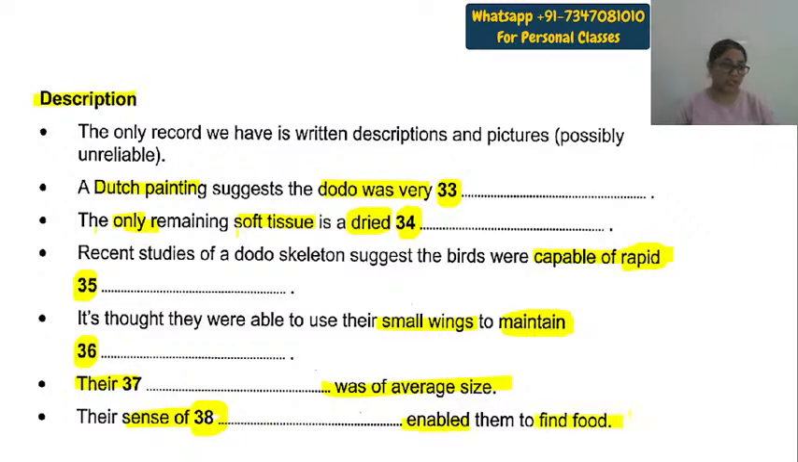So these are the keywords which I have highlighted. Okay, so I'm going to play the audio. Listen carefully and write your answers in the chat box from 33 until 38.